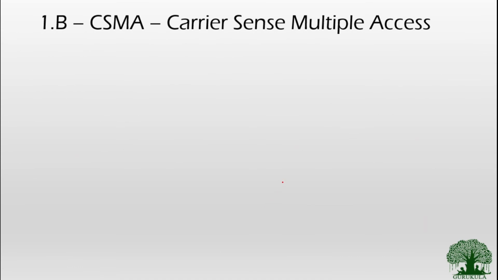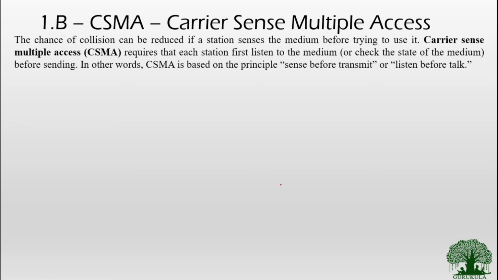Now the second technique is what we call carrier sense multiple access. In carrier sense multiple access, we use a principle called sense before transmit, or in general words, listen before talk. Say, for example, I have a station connected to a commonly shared medium like this, and this station wants to communicate data over the medium.